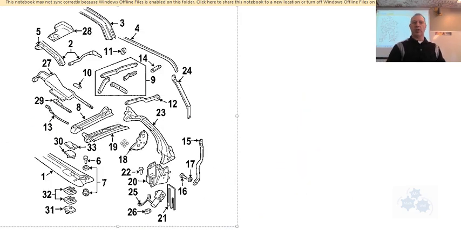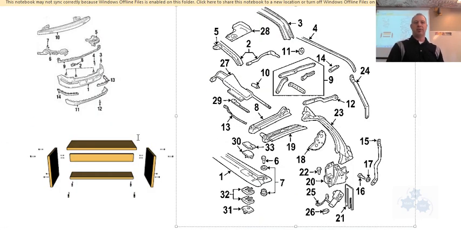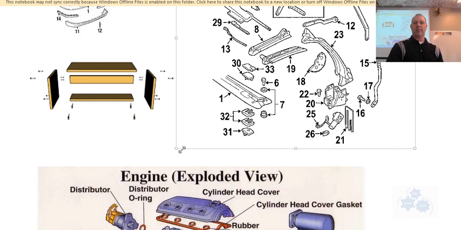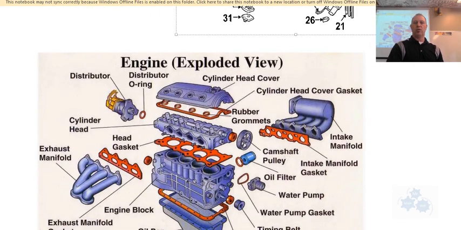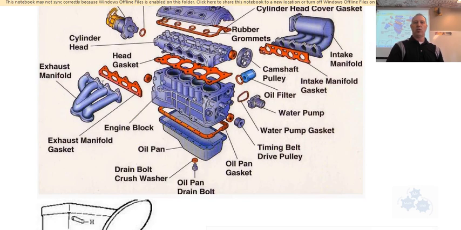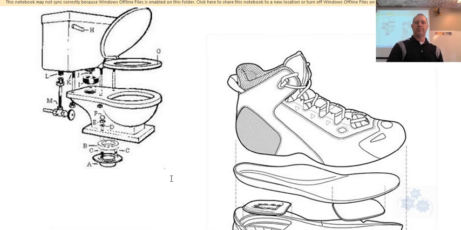Okay, so here's one more look at those part diagrams, component part diagrams. Exploded view shows where things attach and the order in which things are assembled.